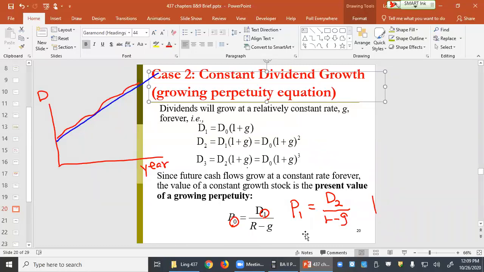Now I'll do one more. If we're solving for P10, the stock price 10 years from now, guess what? We need to plug in D11 in the numerator. Then we divide by the same denominator, which is R minus G. Sorry, sometimes when we're moving toward the corner of the monitor, the calibration is not good. So the denominator is R minus G.